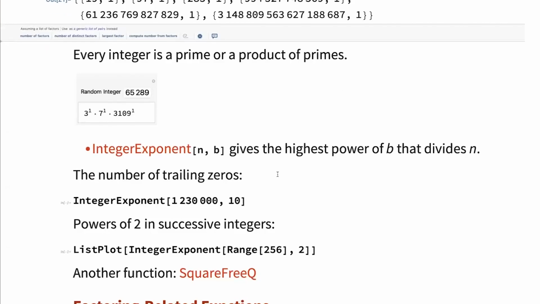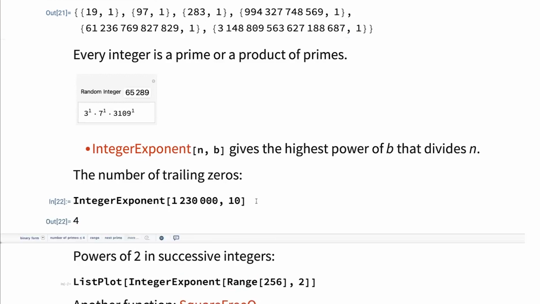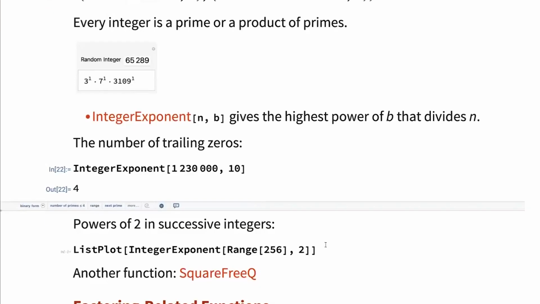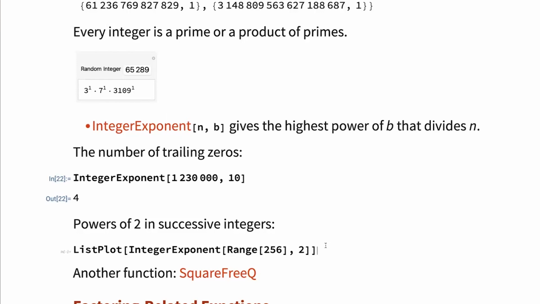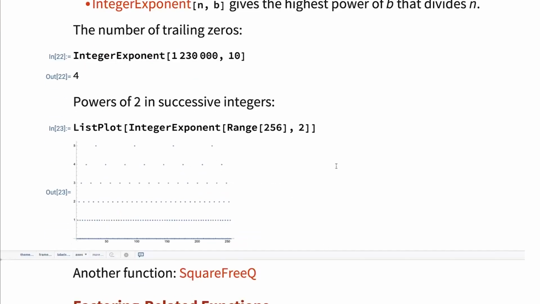Now let's talk about the function IntegerExponent, which gives the highest power of p that divides n. We can use it, for example, to find the number of trailing zeros by doing this, and we'll get 4, of course. Or we can find the powers of 2 in successive integers by running this line of code. And you can see the plot actually. Another function in this category is the function SquareFreeQ.